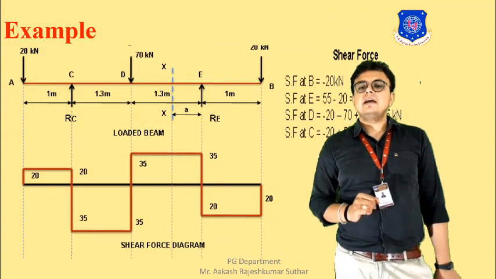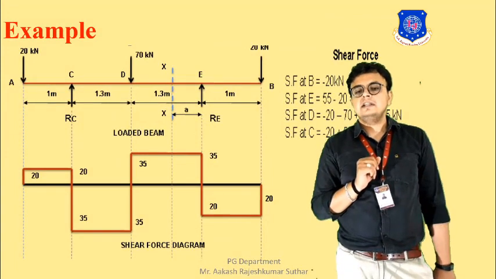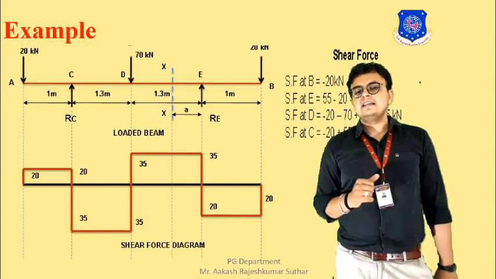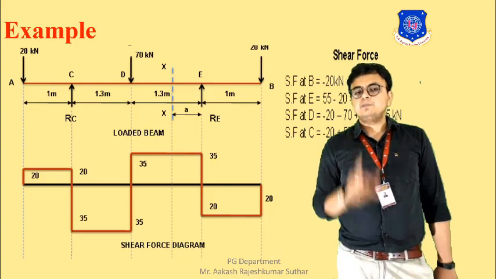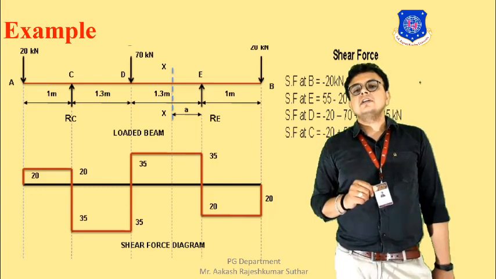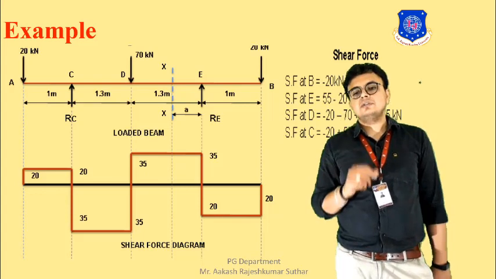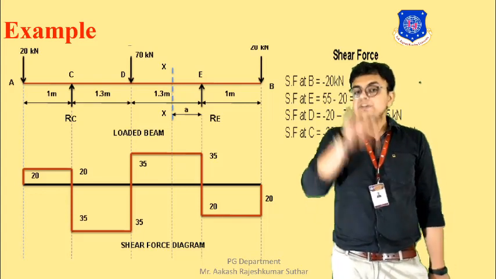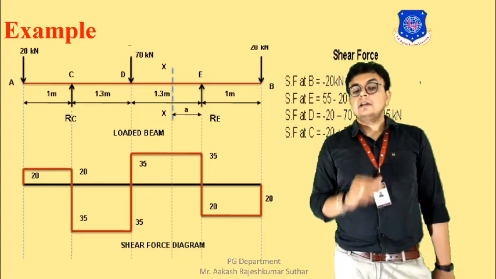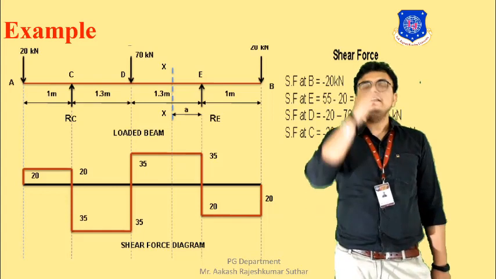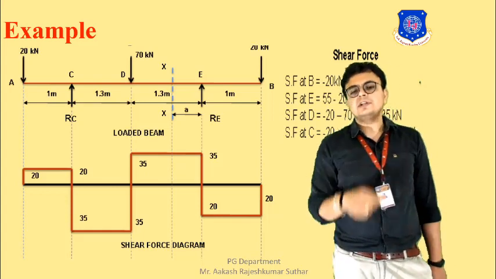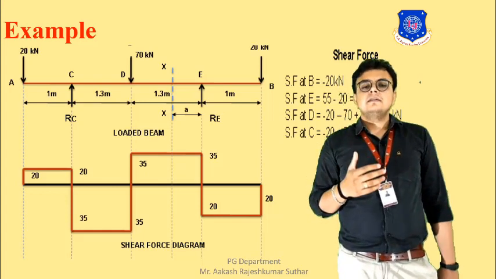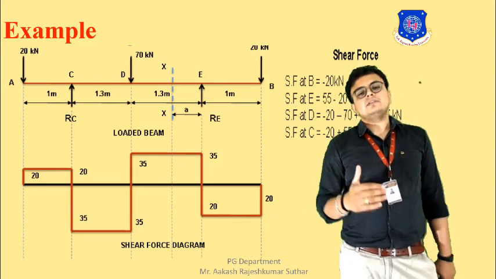Next, we require the shear force. Okay, so let's start the shear force. At point A, we have the shear force, that is 20 kilonewton, and that is in downward direction, means it is negative. Negative will be above the line, above the center line, that is being denoted by the black color, and positive will be below the line.